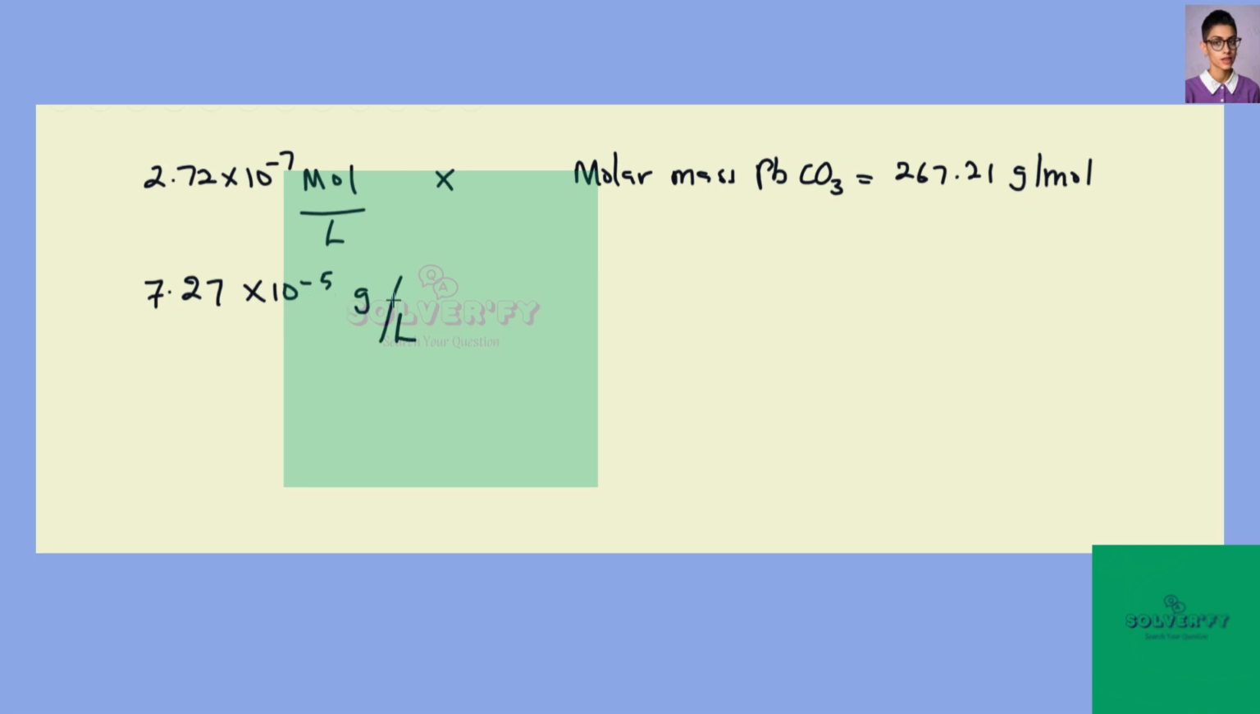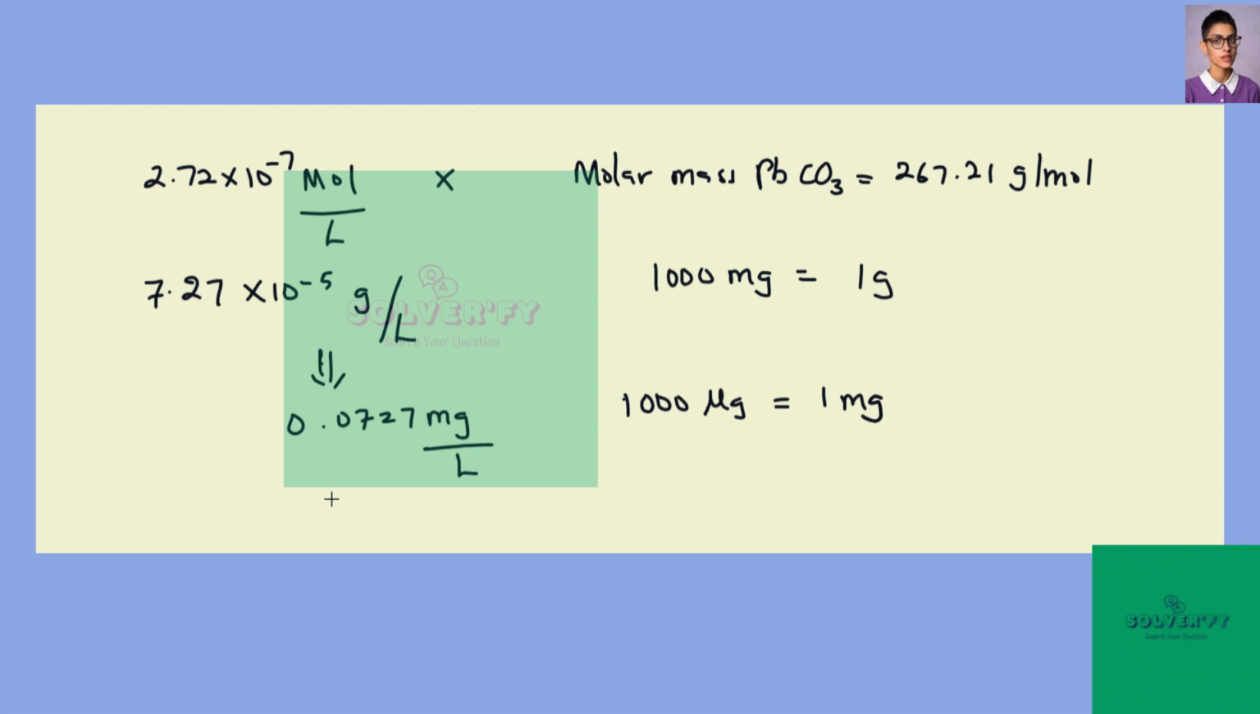So we can convert this to milligrams. We know 1000 milligrams is equal to 1 gram. Therefore, multiply this by 1000, and we're going to have 0.0727 milligram per liter. Then we convert this to micrograms. 1000 micrograms is equal to 1 milligram, so multiply that by 1000 again. So this would be 72.7 micrograms per liter, which is equivalent to 72.7 parts per billion.